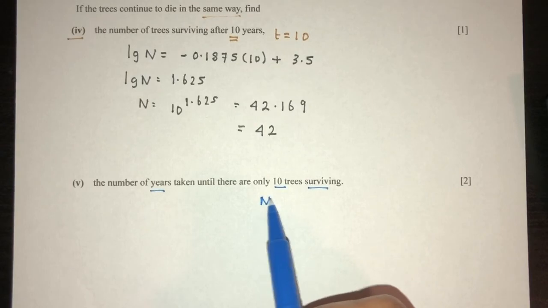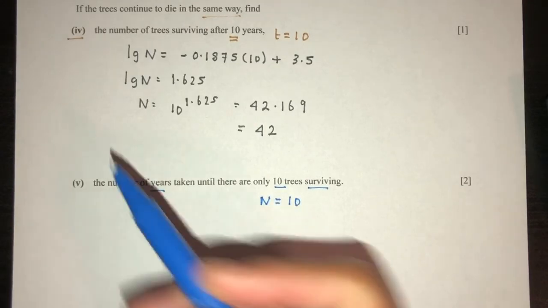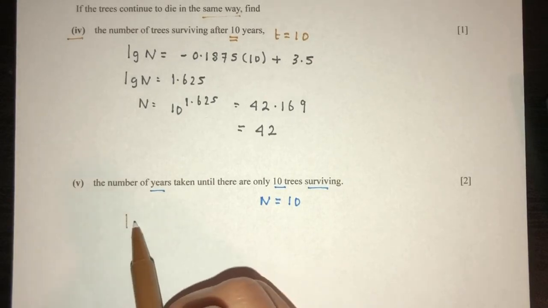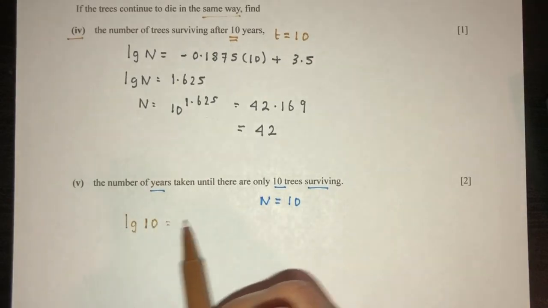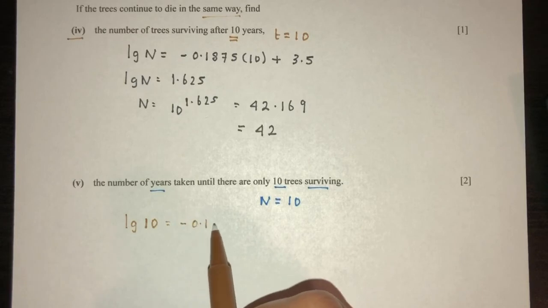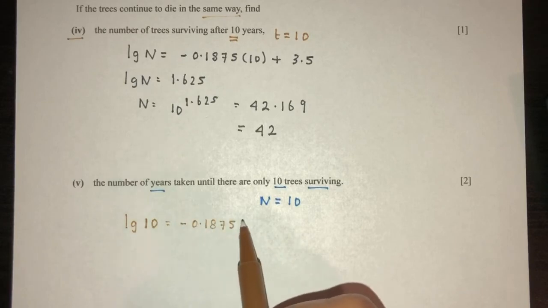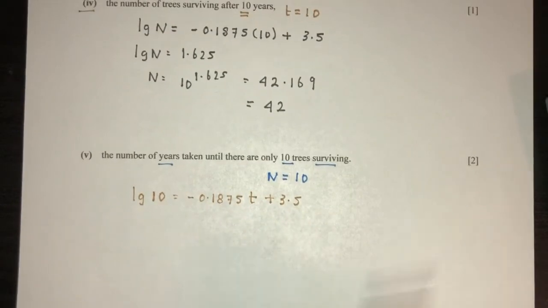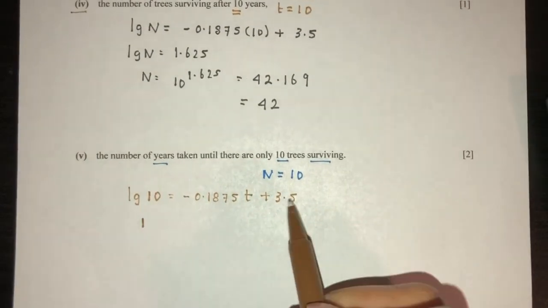So until n is equal to 10. Same thing. Replace back in the same equation. You will have ln of 10. That will be minus 0.1875 times t, which we don't know, plus 3.5. So ln of 10 is 1. Here we can send this over here.